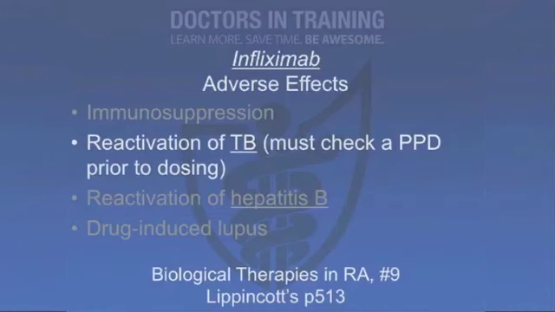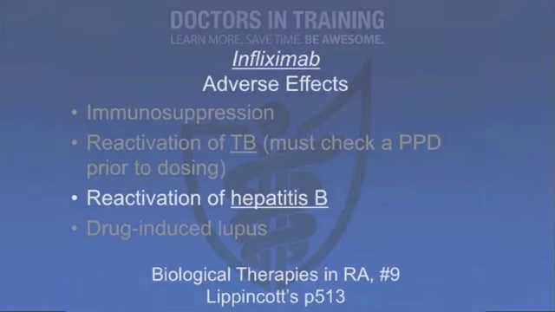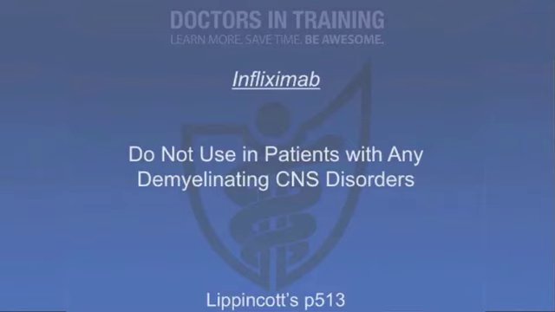Anytime you put patients on these TNF inhibitors, you always have to check a PPD and make sure that they don't have latent tuberculosis that first needs to be treated before you put them on one of these drugs. Also, reactivation of hepatitis B is another big adverse event. Drug-induced lupus for this one, and also demyelinating CNS disorders. Anybody with a history of multiple sclerosis or any other type of demyelinating CNS disorder cannot use anti-TNF therapy.